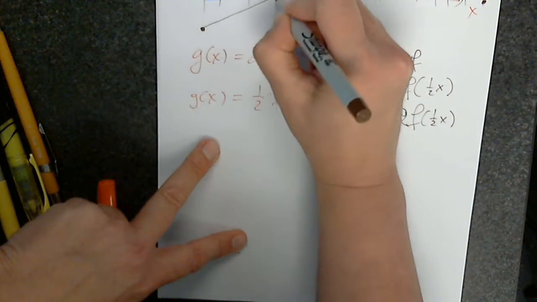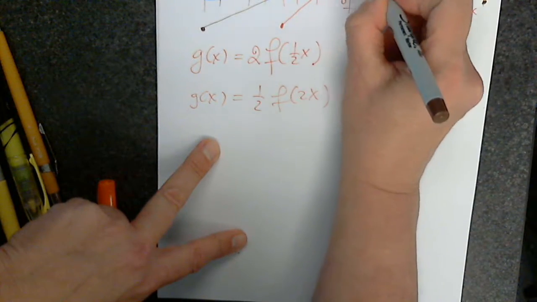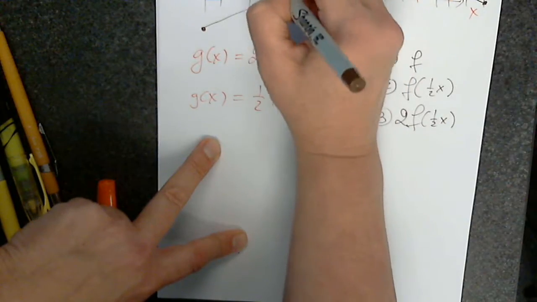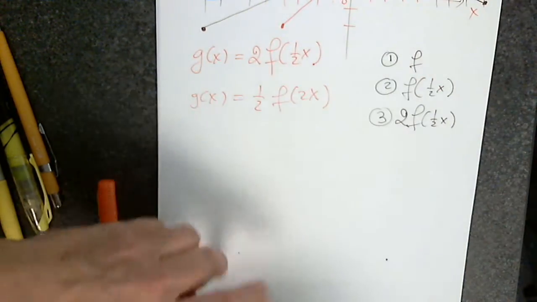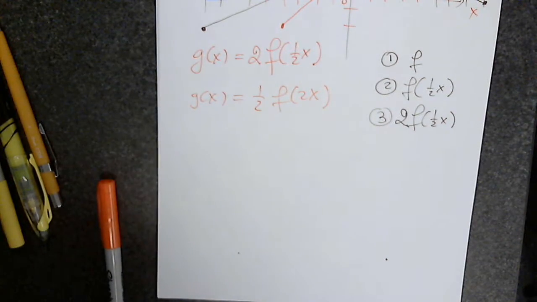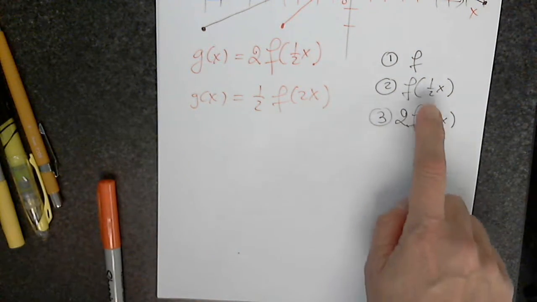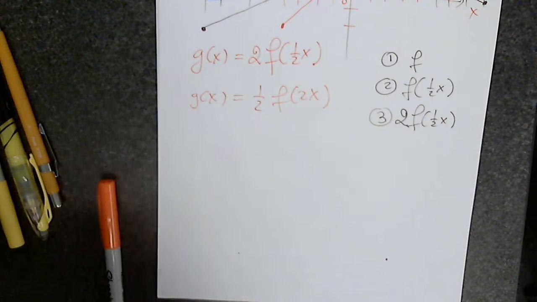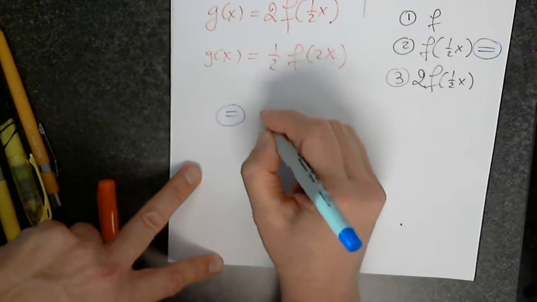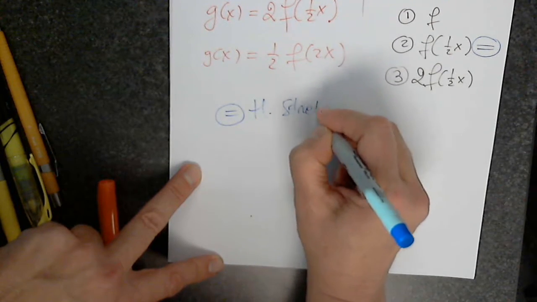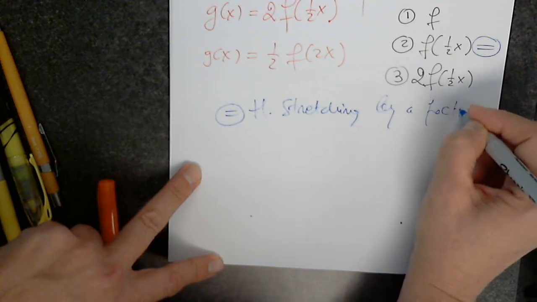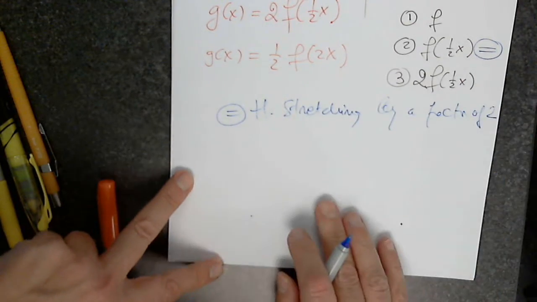This is f of 1/2 x. Final step. What transformation is this? So number 2 was a horizontal stretching by a factor of 2. So from here, please write it down. Horizontal stretching by a factor of 2.